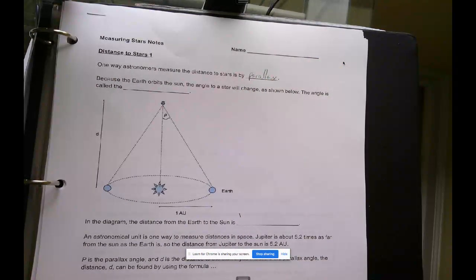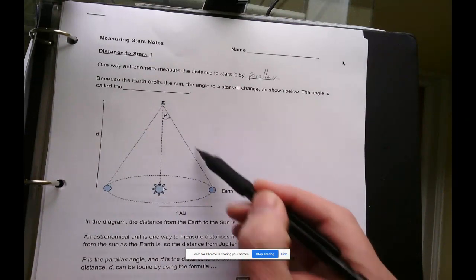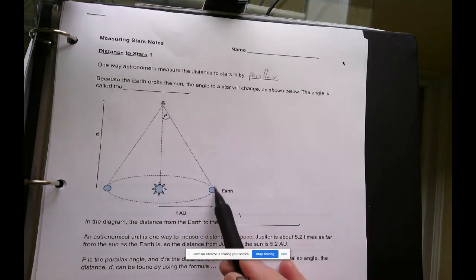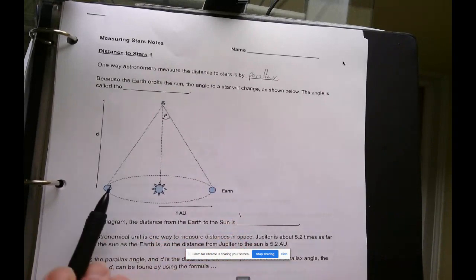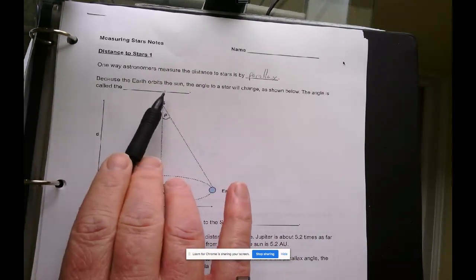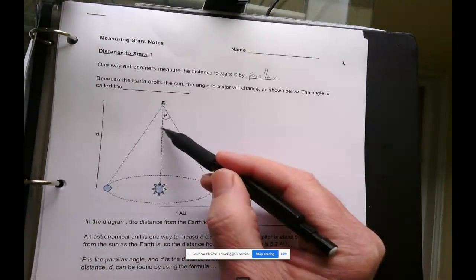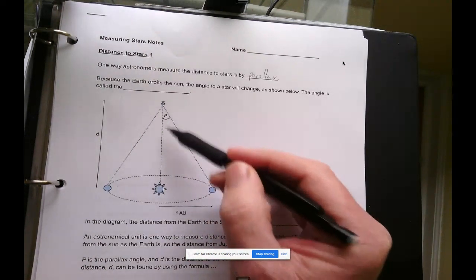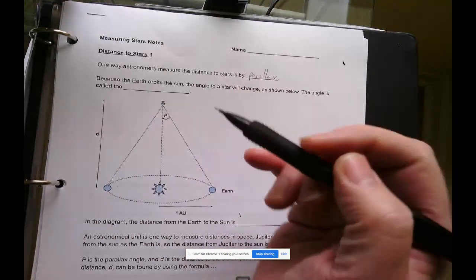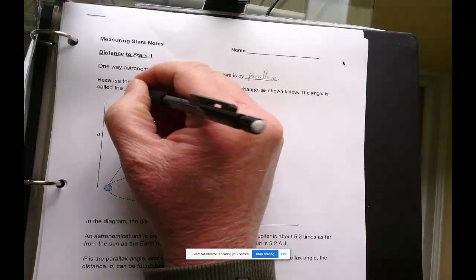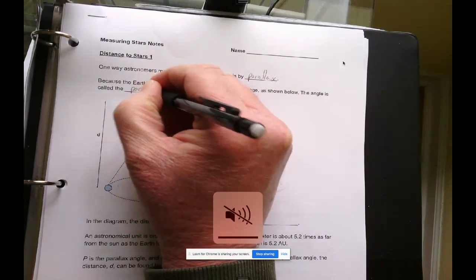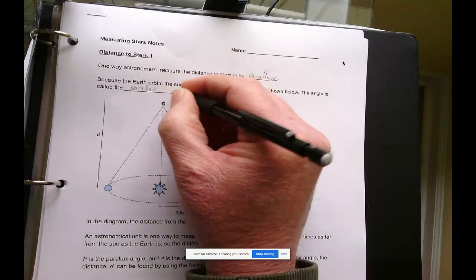Okay, and parallax is this: because the Earth orbits the sun, at one point it's going to be here, and when I look to see a star, I'm going to look up this way. And then 6 months later, the Earth is going to be here, and to see the star, I'm going to look that way. So because the Earth is moving around the sun, I get this change in angle, and that depends on how far away the star is. And the angle is called the parallax angle.